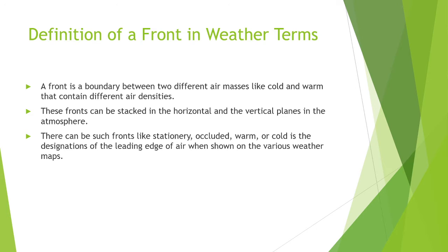Now, these fronts can be stacked in the horizontal and the vertical planes in the atmosphere. What I mean by that is that most of the weather that we experience here on planet Earth happens in the lower levels of the atmosphere. As you know from basic applied science, there are different levels of the atmosphere, from the stratosphere, the troposphere, the ionosphere, the exosphere, etc. But most of the weather happens from about 30,000 feet and below to the surface.